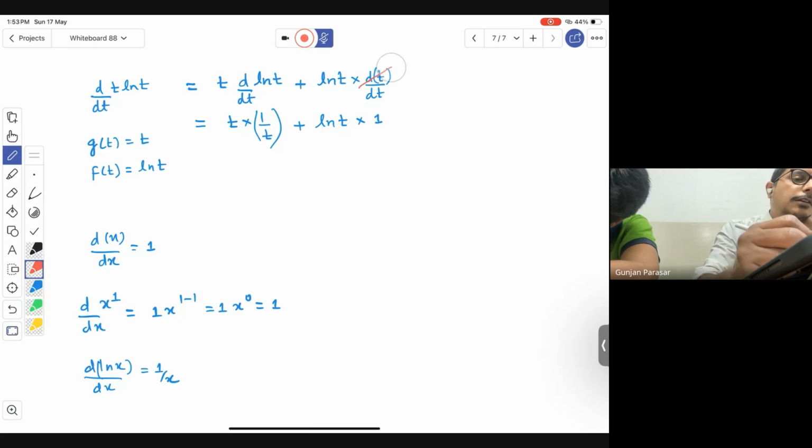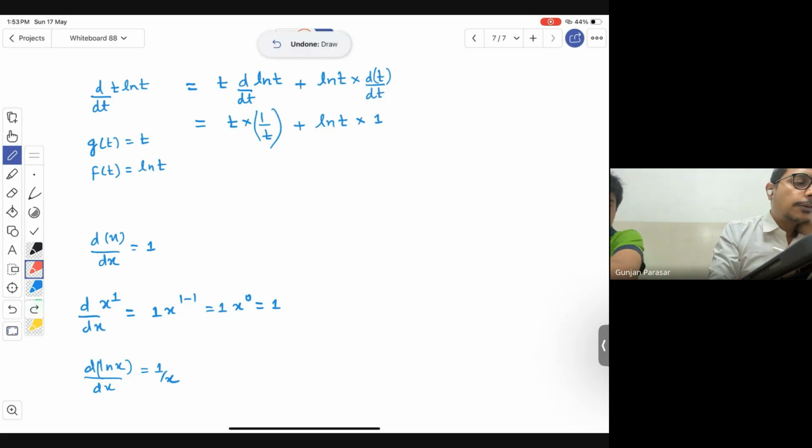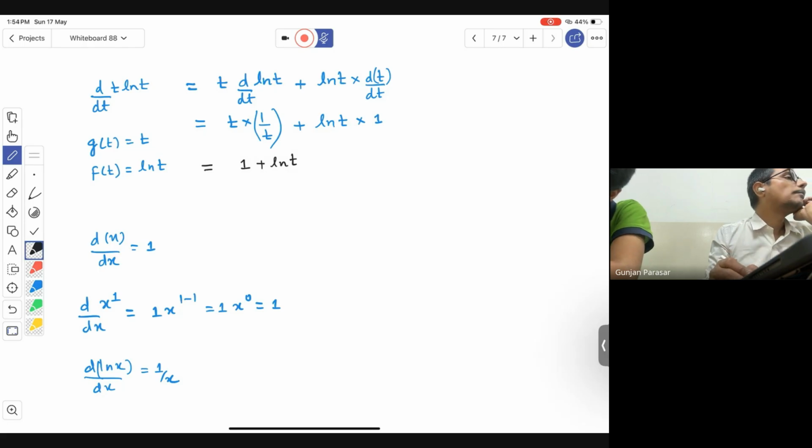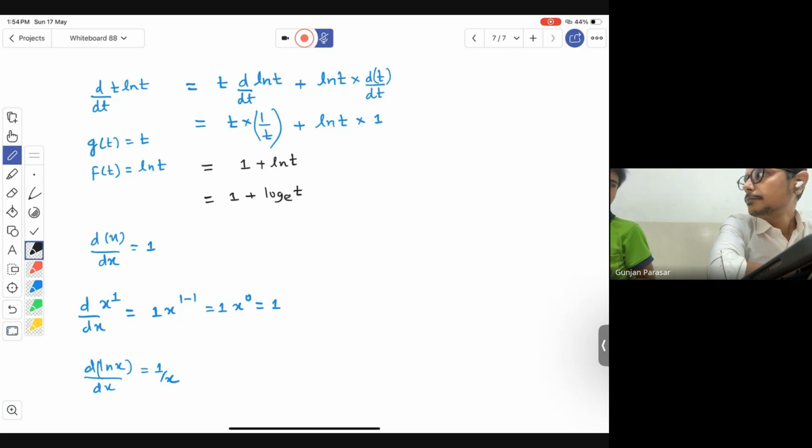And dt I can cancel also. So what it is going to become after that is t into 1 by t, which becomes 1. 1 into ln t becomes ln t. You can leave it there, but maybe you can write it like this also, log having base e. Clear, no?